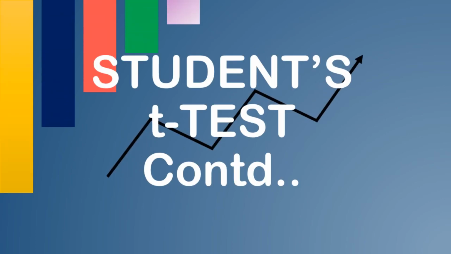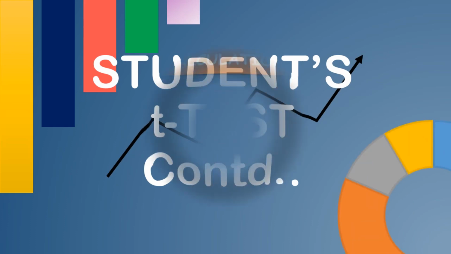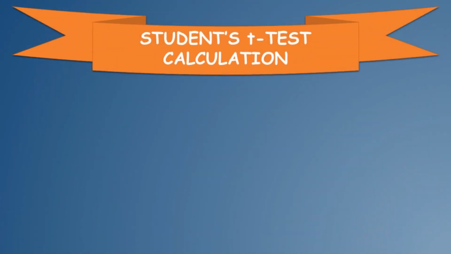Now let's continue the discussion on students t-test. In the last video we discussed t-score, types of t-test and degrees of freedom. Now let's do the calculation part. For that we will divide the whole process into steps.